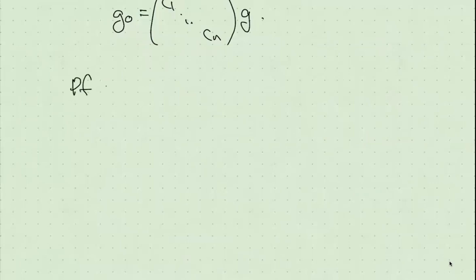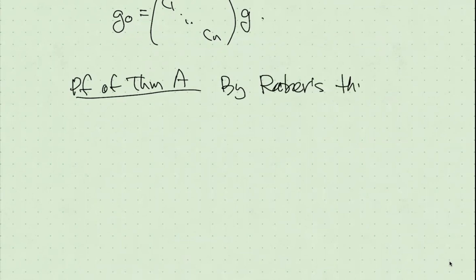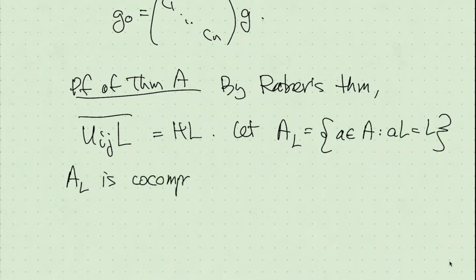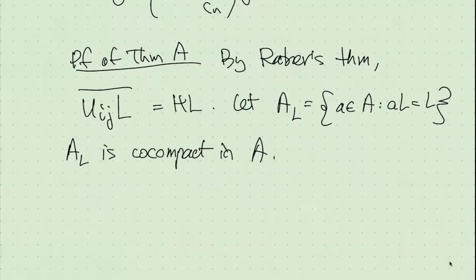So, proof of this theorem A. Okay, this is Ratner's theorem, as I said. Now we got this. So let A_L be the elements of A such that AL equals L. By assumption, A_L is co-compact in A. Let's think about how these elements act on H, on this group H. So Ratner gives us a group H, and how does it interact with the group A? A priori, there's no relation between A and H. I mean, H is given by this U orbit, but this L is special. It has a compact orbit under the diagonal group. So we're going to use that now.